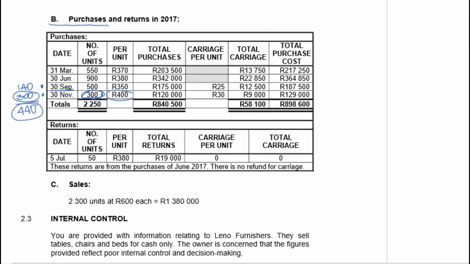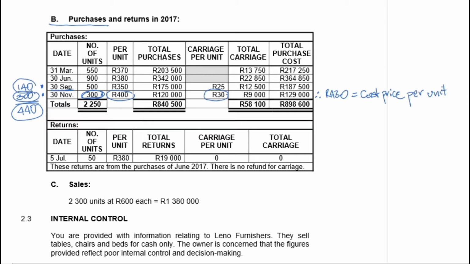of 400 rands plus the cost of carriage per unit of 30 rands. In this question, there is no customs duty, so we don't have to concern ourselves about that. That means our cost price per unit is going to be 430 rands.